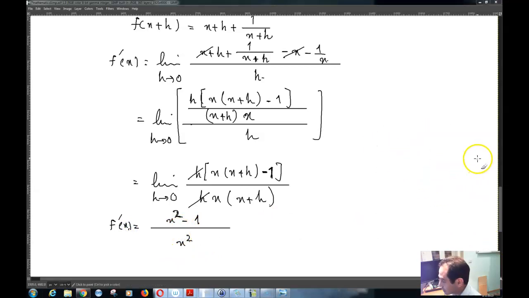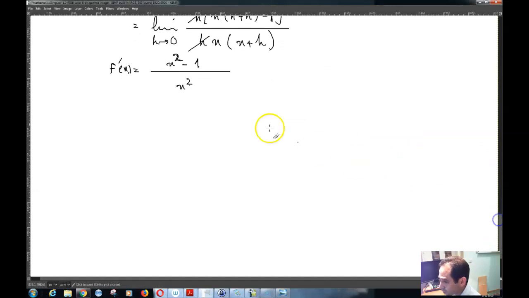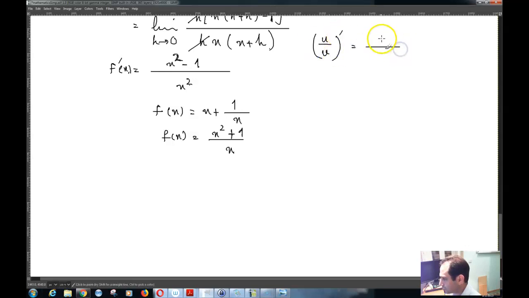And again, you can use the quotient rule in order to calculate this, meaning that if you have, for example, f of x is equal to x plus 1 over x, you can write this as x times x, and this is x squared plus 1. You can write your f of x as this. And then we said that u divided by v whole prime is equal to u prime times v minus u v prime over v squared.